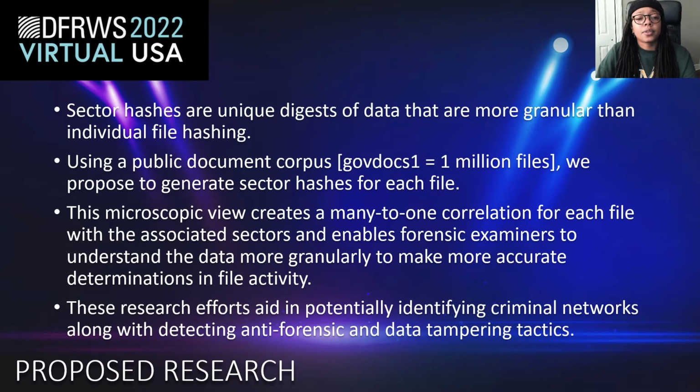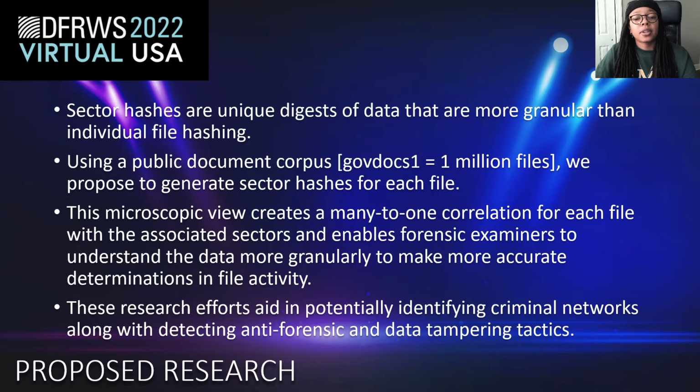So what we're proposing is to use a method we call sector hashing, and that creates a unique digest of the data and is more granular than traditional file hashing. We are able to take the sectors of a file instead of the file itself. We are breaking that file up into the little sectors that it is stored on the hard disk, and we're hashing those sectors to determine how a file is dispersed amongst the system.